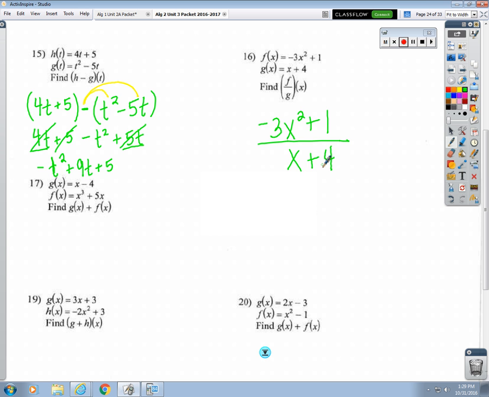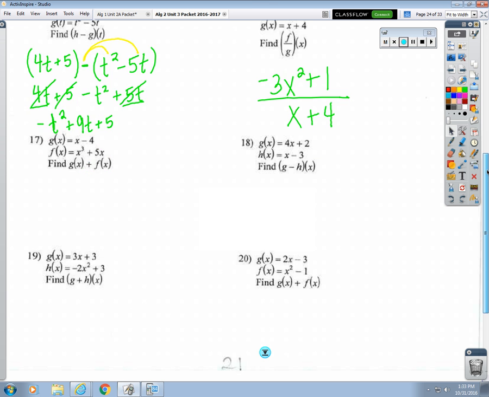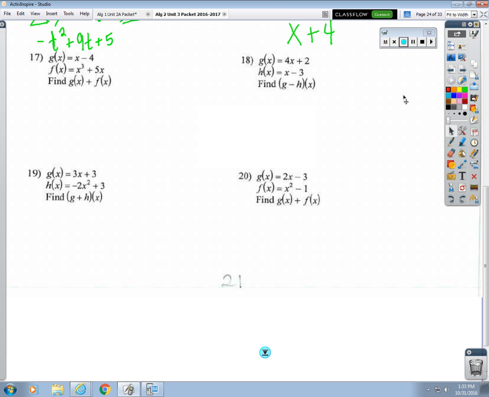Okay, is there anything we can factor out of x plus? No, since there's nothing we can do, that's the final answer. Okay, I want you to go ahead and try 17 and 18 by yourself. Number 17. They want you to take the g function, which is x minus 4, and the f function, which is x cubed plus 5x, and they want you to add them.